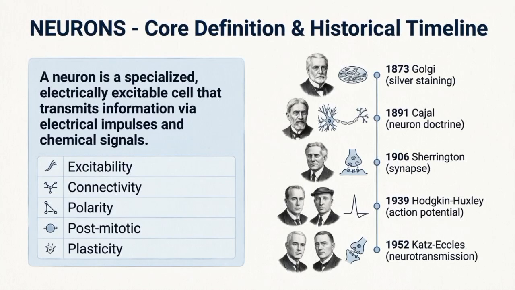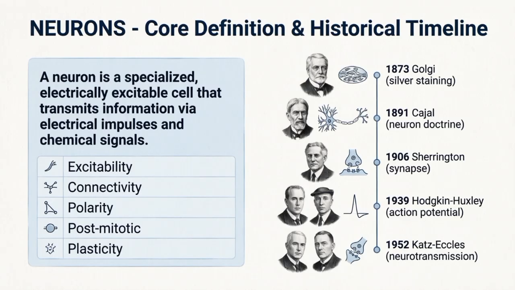Welcome to this comprehensive lesson on neurons, the fundamental units of the nervous system. In this module, we will explore 5 critical aspects of neuronal function. First, we will understand what neurons are, their unique characteristics, and the fascinating history of their discovery from the pioneering work of Golgi and Cajal to the groundbreaking research of Hodgkin and Huxley.